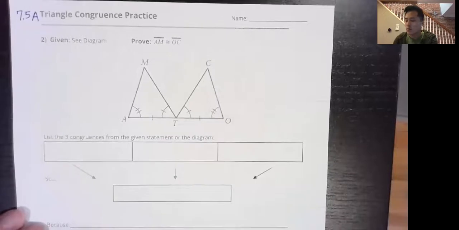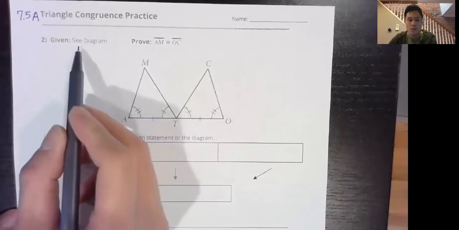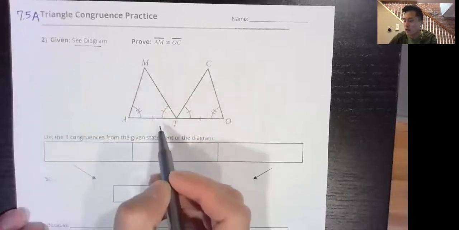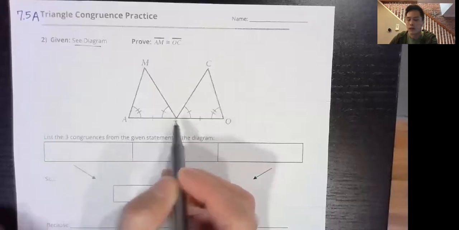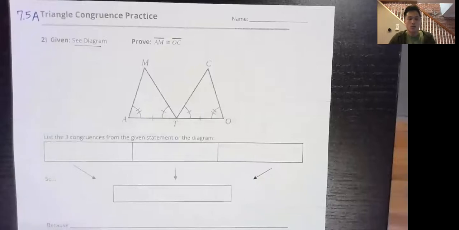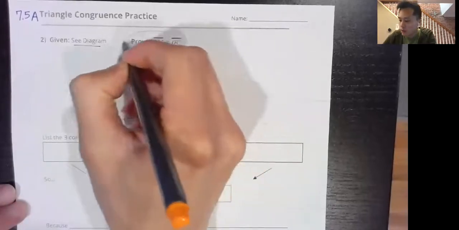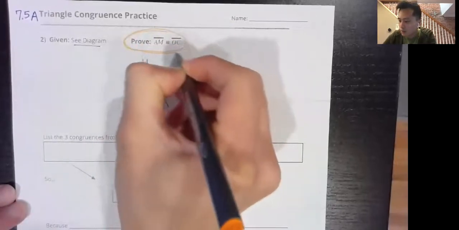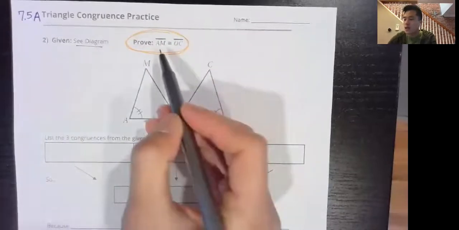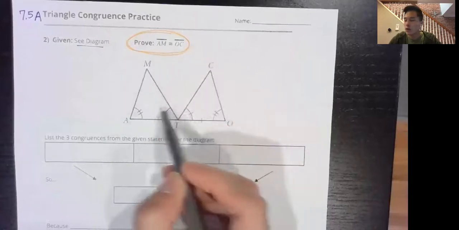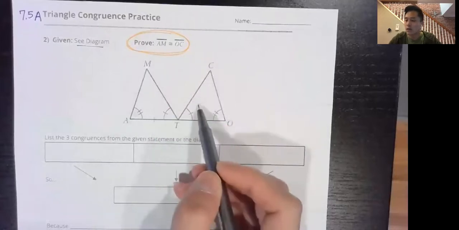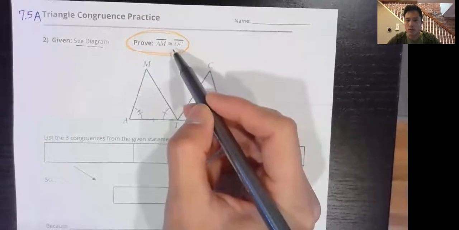So in this problem, we have some given information from the diagram. We're going to check what angles and what sides are marked in the diagram. And we're also being asked to prove that side AM is congruent to side OC. We don't know that yet just from looking at the diagram, and so that's what we're trying to prove. Keep that in mind.